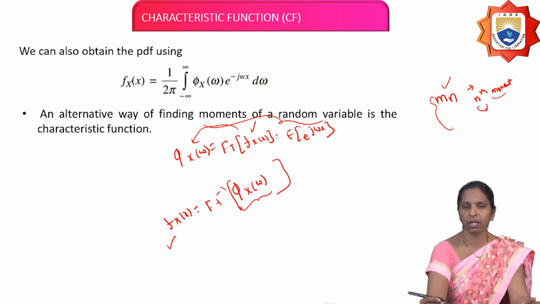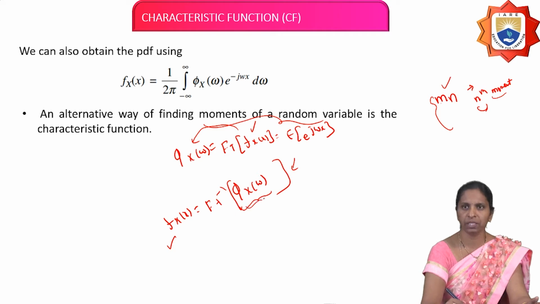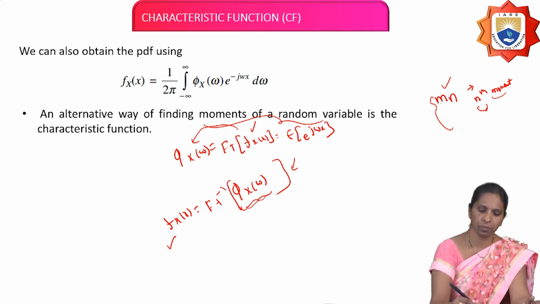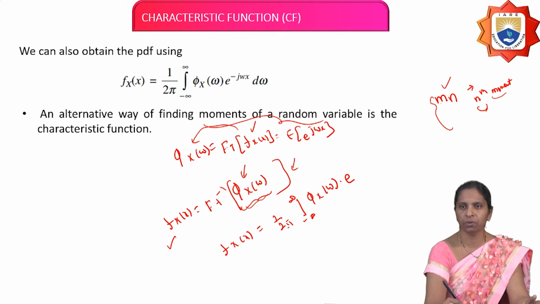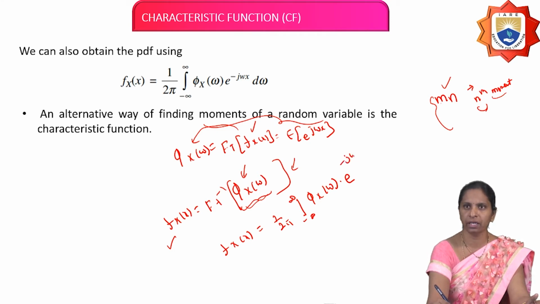So, what is the inverse Fourier transform formula? For a signal F of omega, it is 1 by 2 pi integration from minus infinity to infinity of F of omega into e power j omega t d omega. Similarly, you can calculate the inverse Fourier transform of the characteristic function. In place of F of omega, I substitute phi x of omega. Then f x of x equals 1 by 2 pi integration of phi x of omega into e power, with the sign of omega reversed in the characteristic function. Therefore, in place of the positive sign, you get the negative sign here, into d omega. Therefore, this is the formula to calculate the probability density function if you know the characteristic function of a random variable.